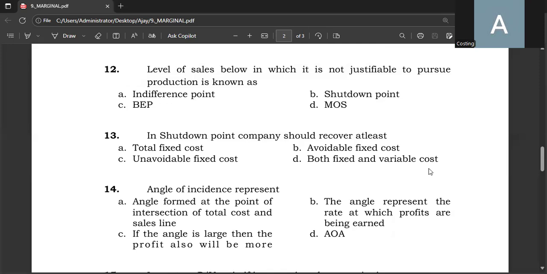Question 14. Angle of incidence represent option A. Angle formed at the point of intersection of total cost and sales line. Option B. The angle represent the rate at which profits are being earned. Option C. If the angle is large, then the profit will also be more. Option D. All of the above.